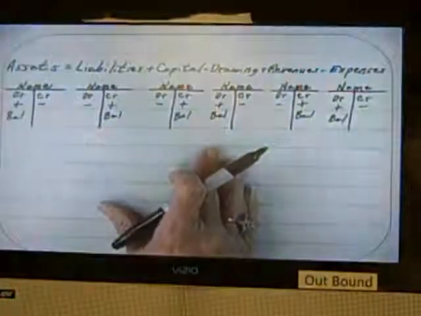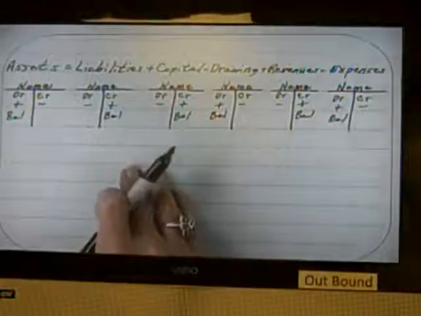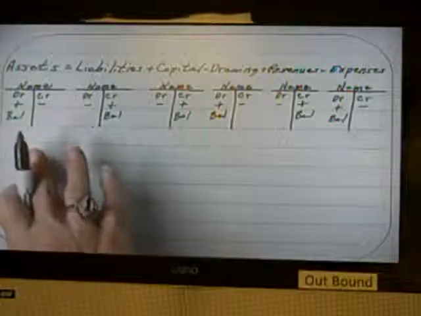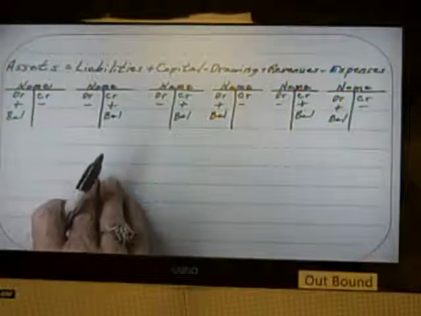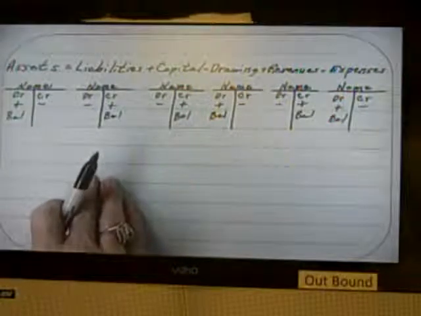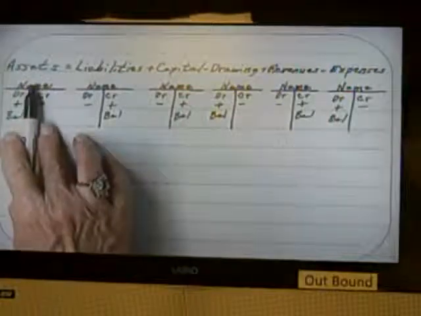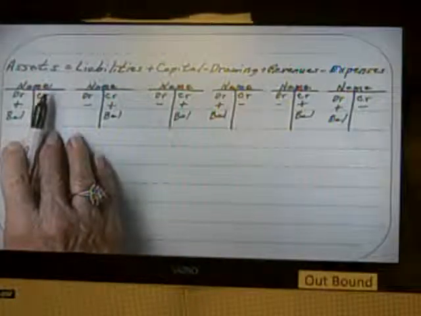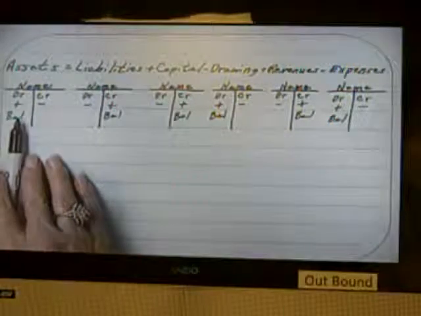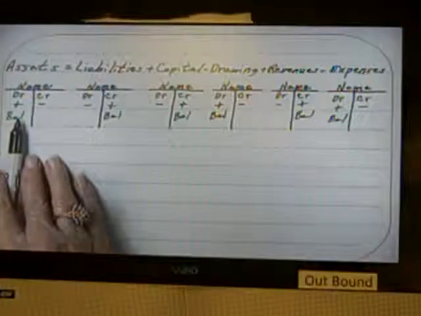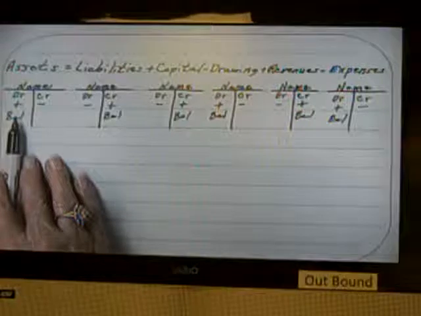If we've received cash, then cash is increased. So let's look over here and see what that would mean to us. Cash is our account title. It has increased. Cash is an asset account. So the asset called cash has increased, therefore it would be debited. So for that transaction, we would want to debit cash.